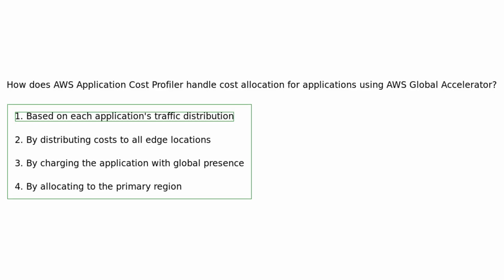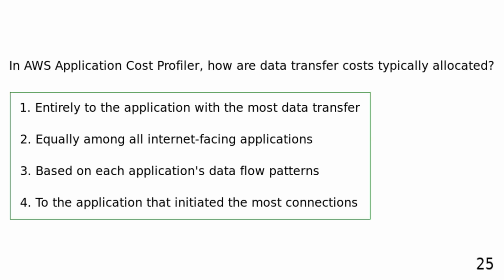AWS Application Cost Profiler allocates AWS Global Accelerator costs based on each application's traffic distribution across regions, using flow logs and performance data. In AWS Application Cost Profiler, how are data transfer costs typically allocated?